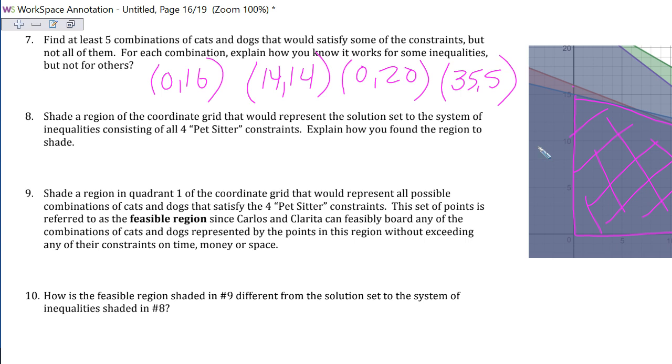Shade a region in quadrant 1 of the coordinate grid. Oh, that's what we just did. So we did that and that. Well, in number 8, I guess I would have also included all of the negative. So the difference between 8 and 9 is in 9, we've taken into consideration the domain. We can't have negative cats. We can't have negative dogs. Okay? So that's the difference between 8 and 9.